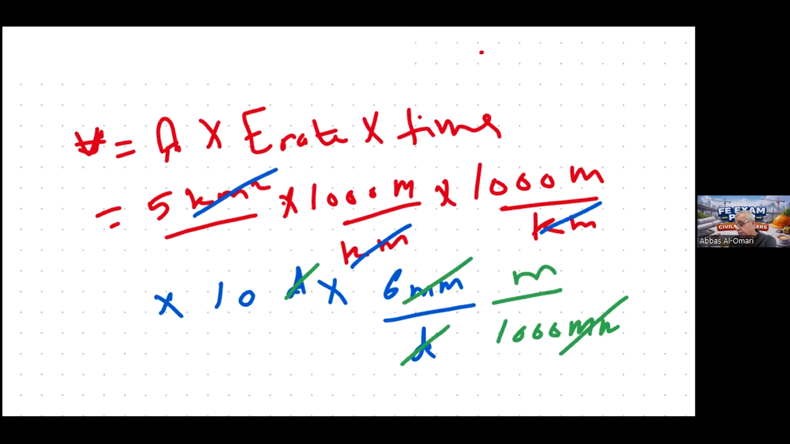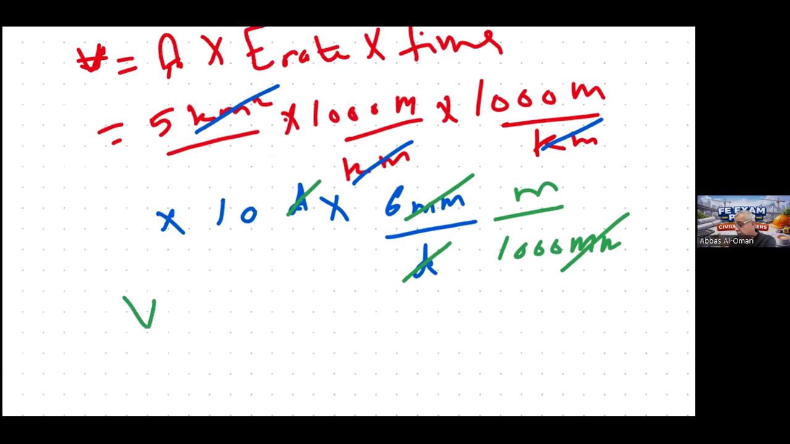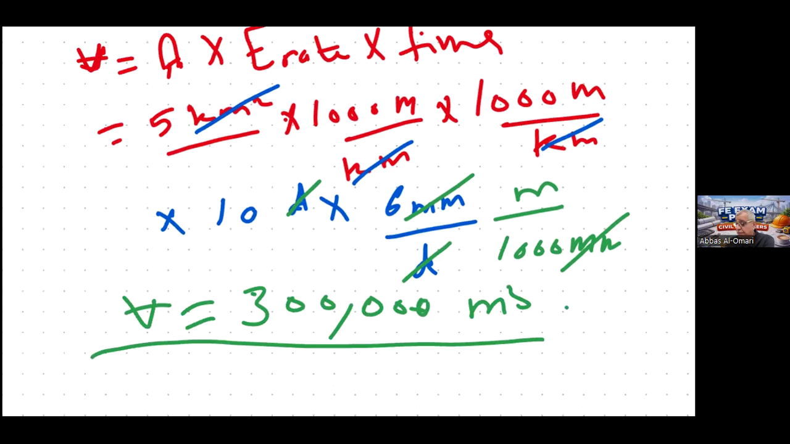So the volume, if you do the calculation, the math, you will get that the volume is 300,000 meter cube. So this is the volume of water that evaporates in 10 days. This is a very straightforward type of problem, but yeah, it occurs in the FE exam.